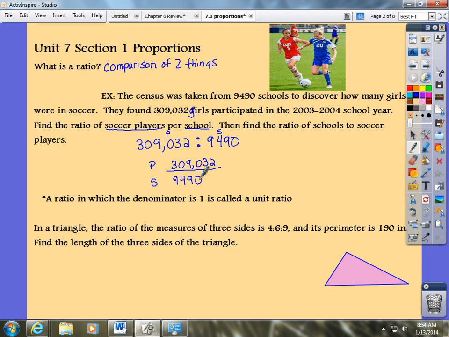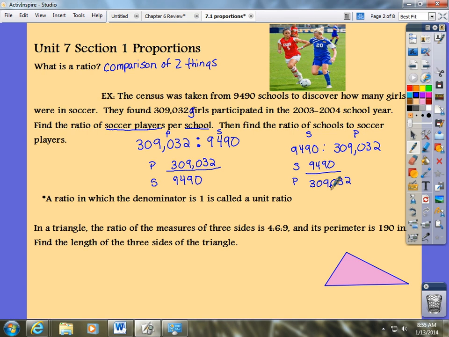Then find the ratio of schools to soccer players. So we want schools to players, which would be 9,490 to 309,032, and we'd write schools on top and players on the bottom, which means we'd have 9,490 over 309,032. Okay, and that's simply it. That's just a ratio. And if we wanted to reduce it, we could simply divide it using our calculator.